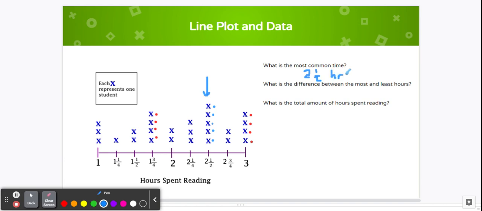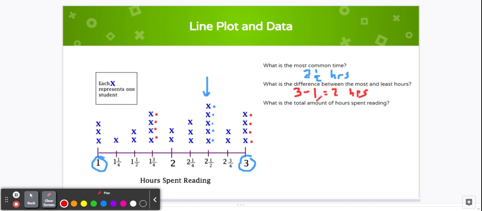Another common question we would see: what's the difference between the most and least hours? So what's the spread of this line plot? So we would start with the most hours spent reading, which is 3, and the least amount is 1. And when you see that word difference, remember that's usually a subtraction. So we're looking for the difference between the most hours, which is 3, minus the least hours, which is 1, and that's 2. So the difference between the two is 2 hours, which is quite a bit of reading in between the first and last readers.